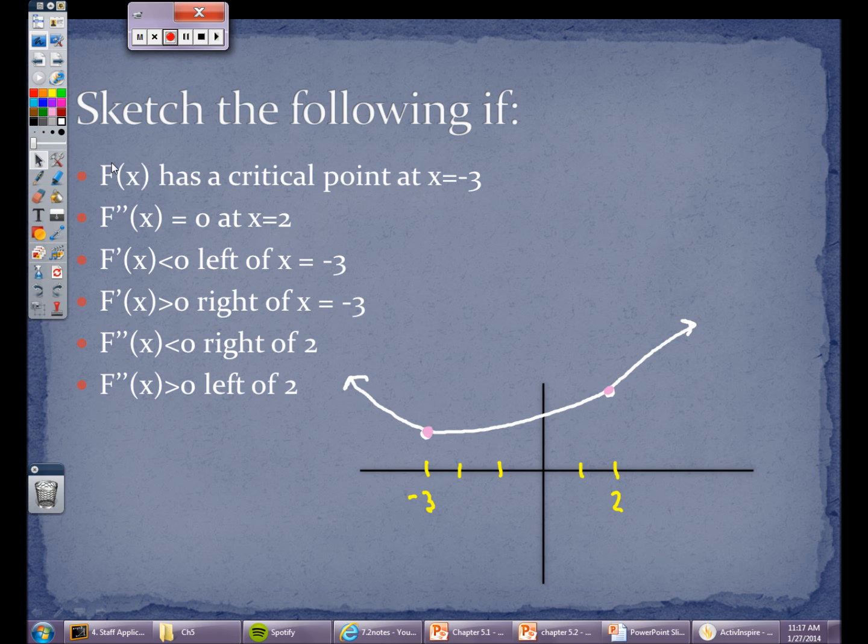On the first bullet, I have a critical point at x equals -3. That tells me that the value of the derivative is 0. And I did my best to try to illustrate that in the picture. On the second bullet, f double prime is 0 at x equals 2. That tells me I have an inflection point.